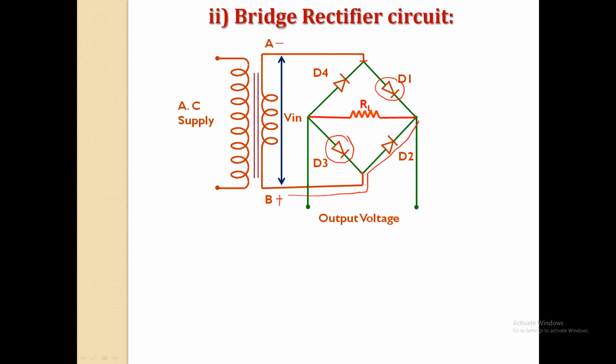When current comes at this point, then definitely current will flow through the RL and RL will get its polarity. When the current comes to here, then it will take the path of diode D4 and it will return to the negative terminal. In this way the current can flow through the circuit during every negative half cycle.